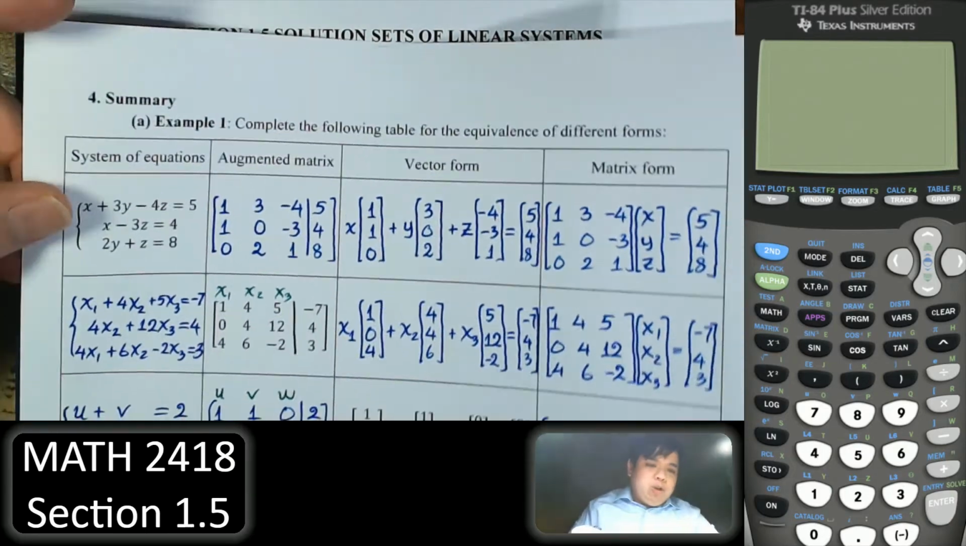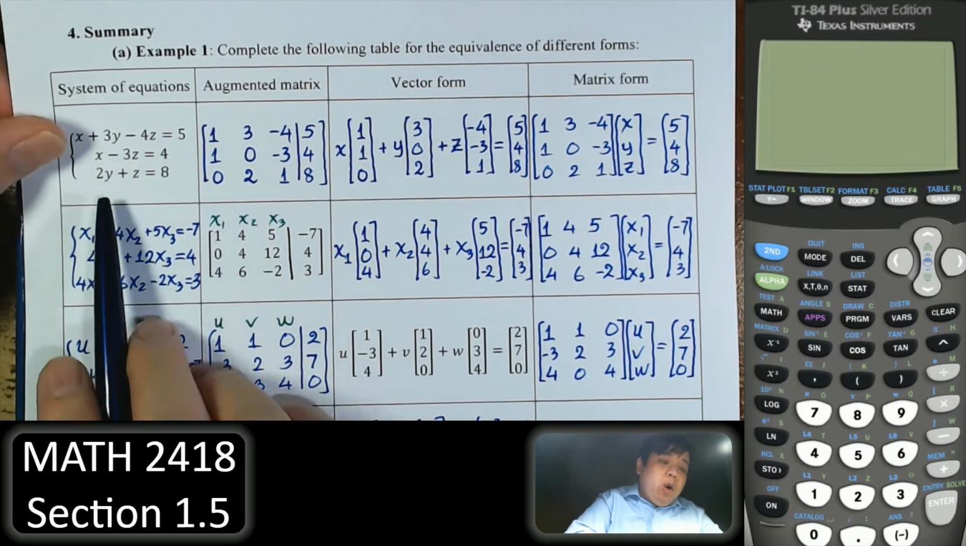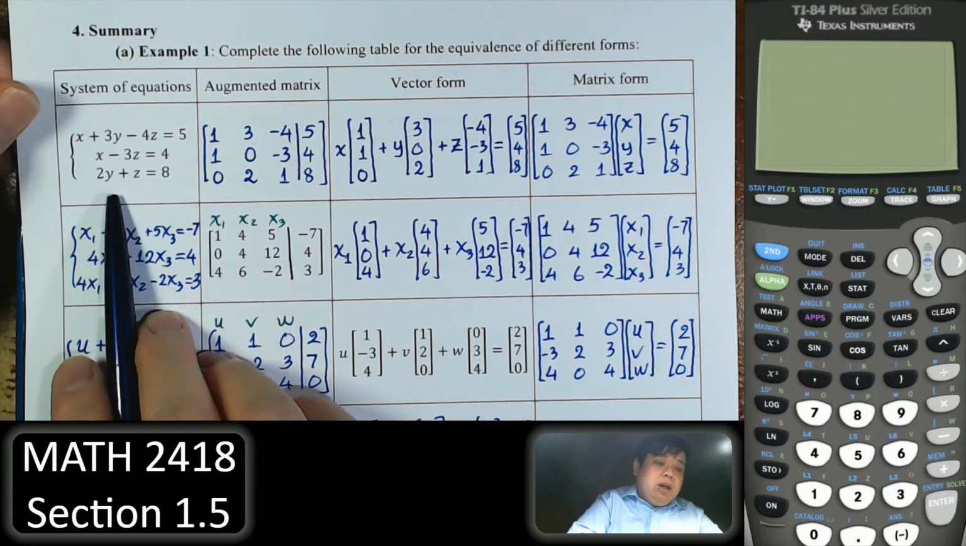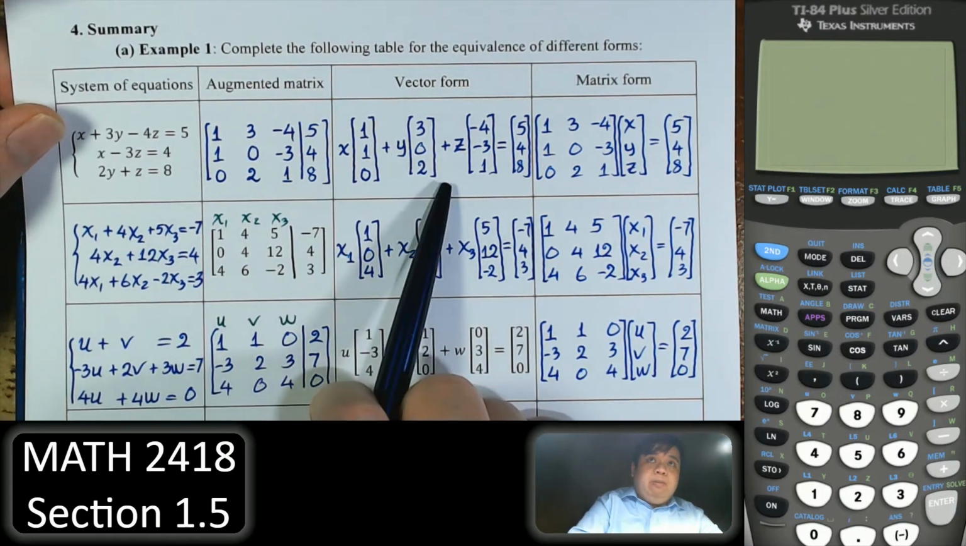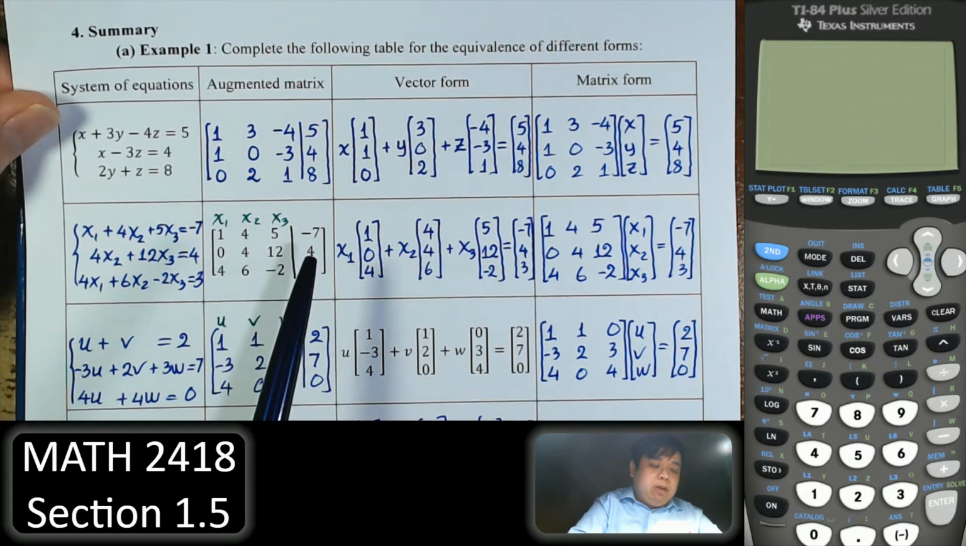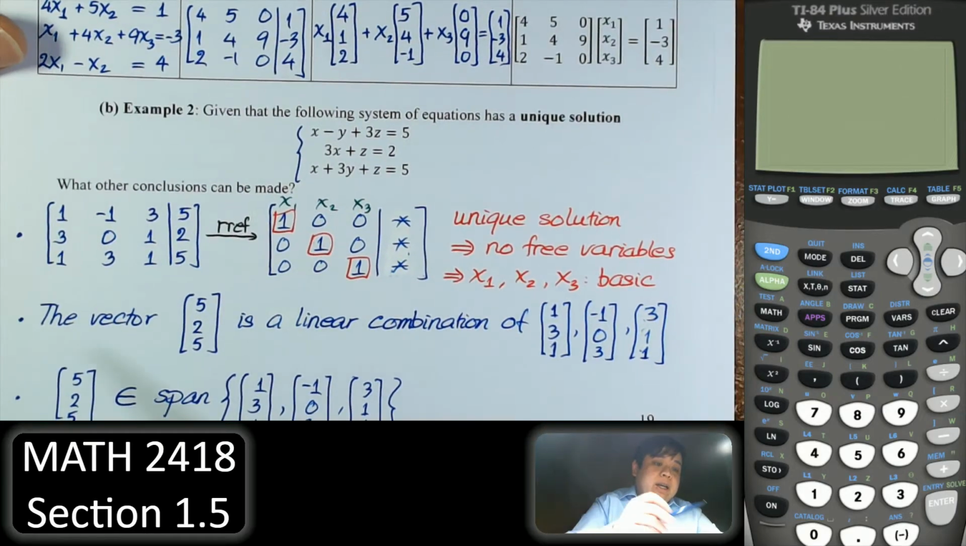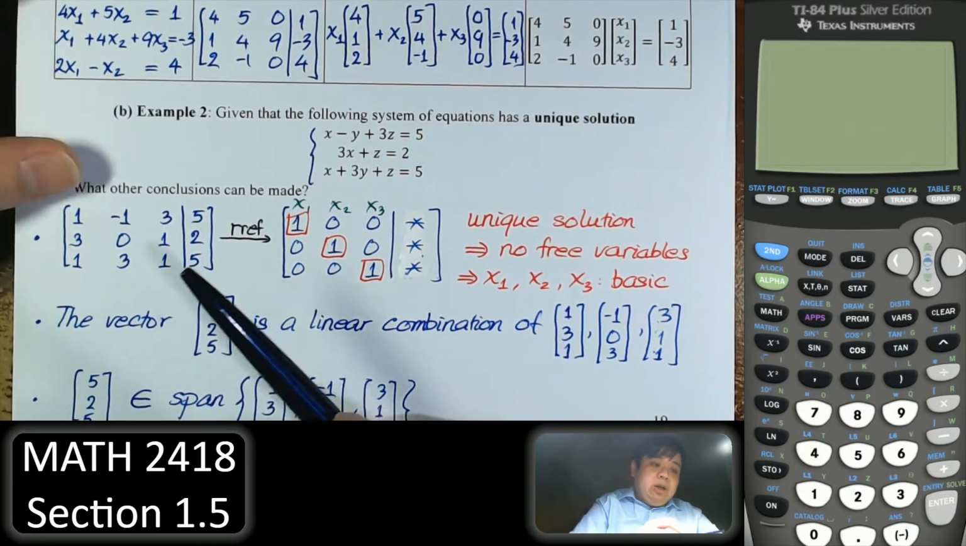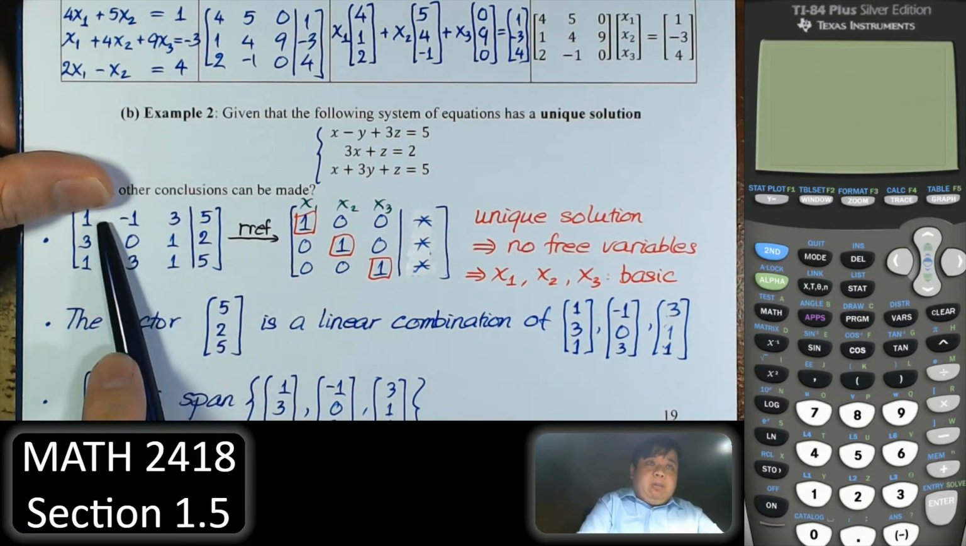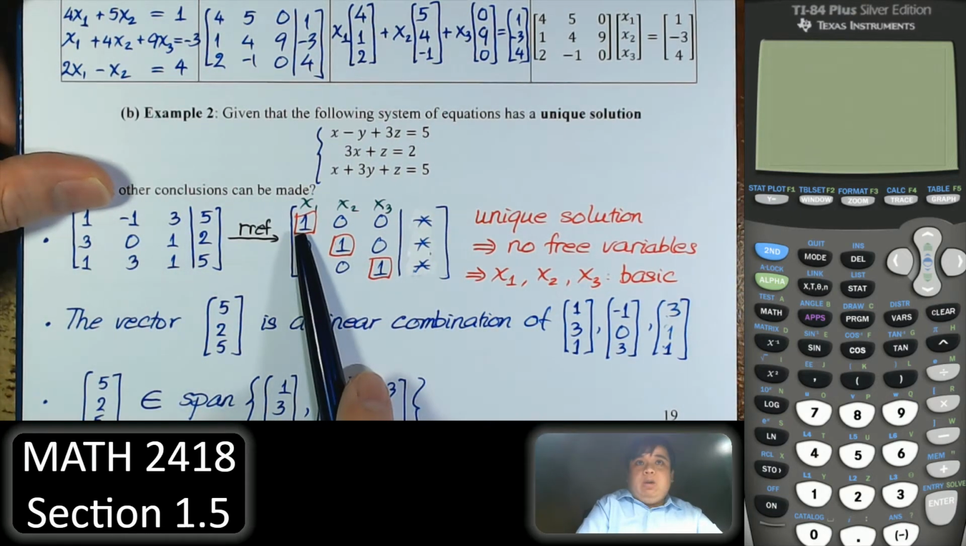What we learned so far is that a system of equations can be written in different forms: the matrix form, the vector form, or the augmented matrix form. And to solve it, up to this point, the only way is to use Gauss-Jordan elimination to turn an augmented matrix into the reduced row echelon form.